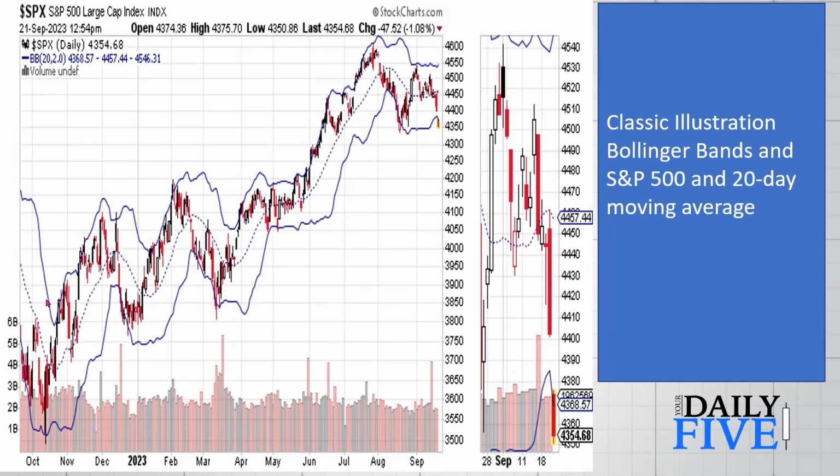This is the upper Bollinger Band. This is the lower Bollinger Band. This is the 20-day moving average. And you see that prices generally trade inside the bands. Now, here's where it gets interesting.